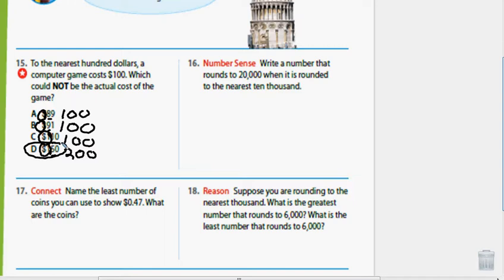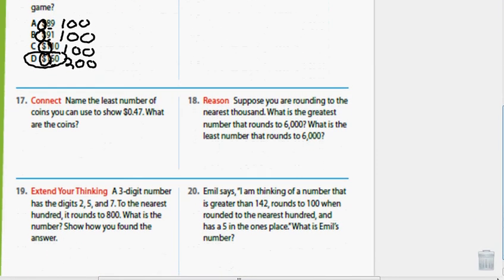16. I'll read 16 to you. Write a number that rounds to 20,000 when it is rounded to the nearest 10,000. You're going to do that one on your own. And we'll look at 17. We'll do that one together.